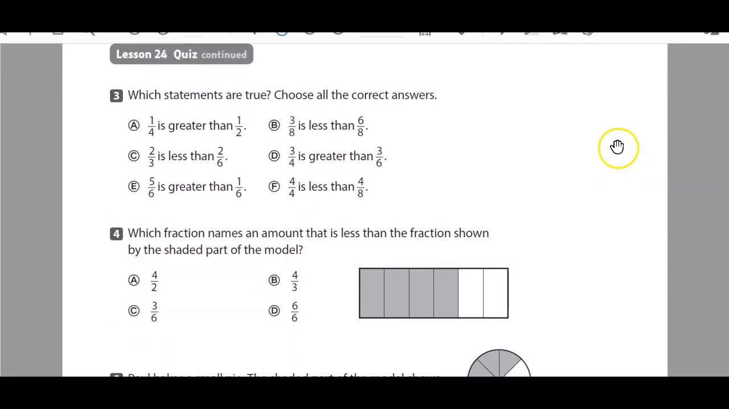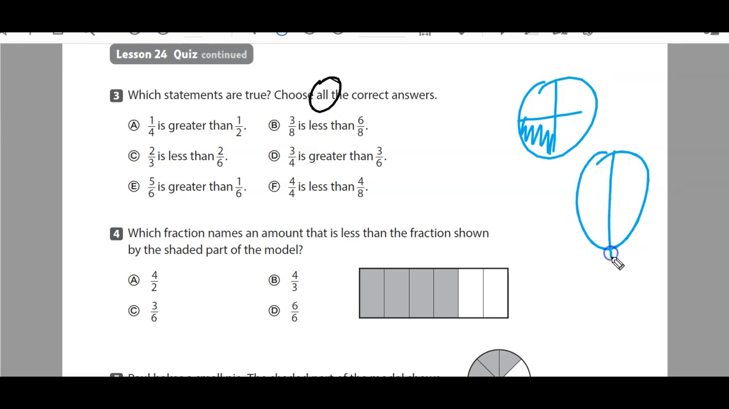It says which statements are true. Choose all. That means all of it. There's more than one answer. Is 1/4 greater than a half? No. Here's a fourth, that's this. Here's a half. So is 1/4 greater than this? No, so that can be true.